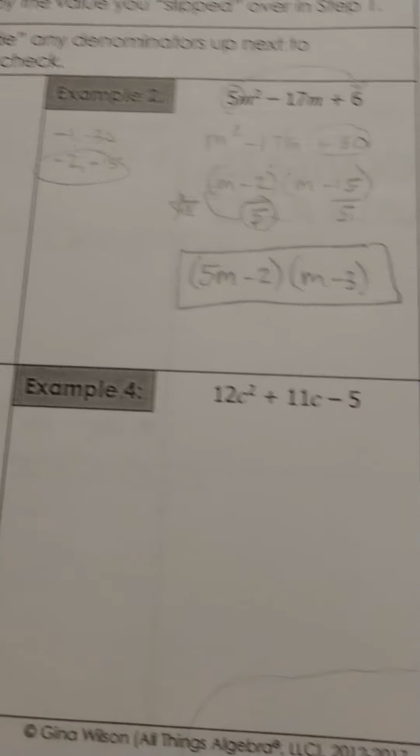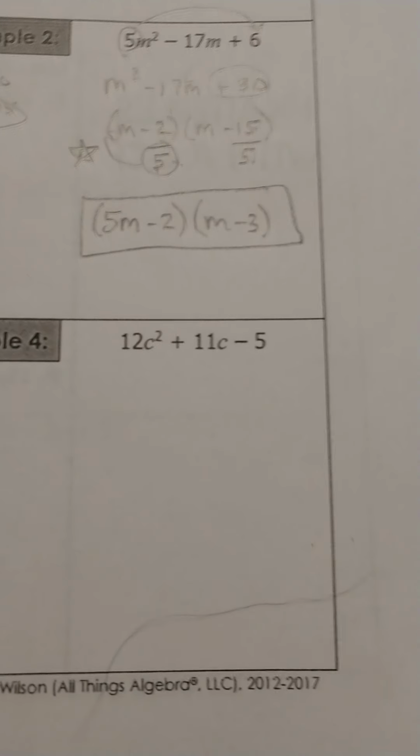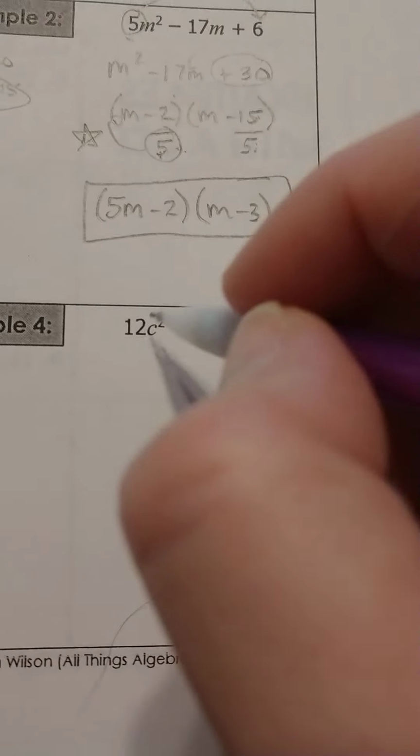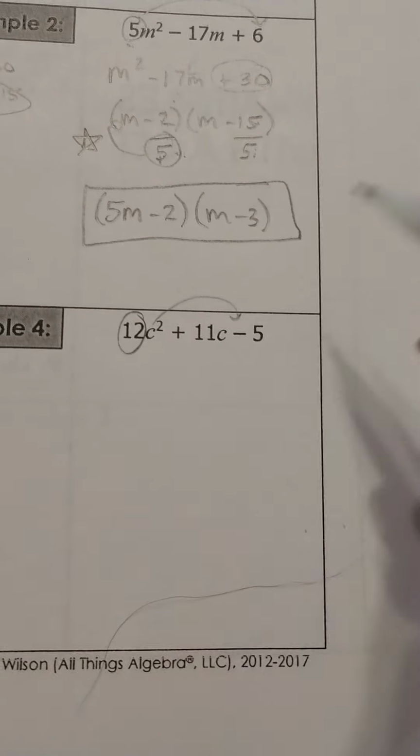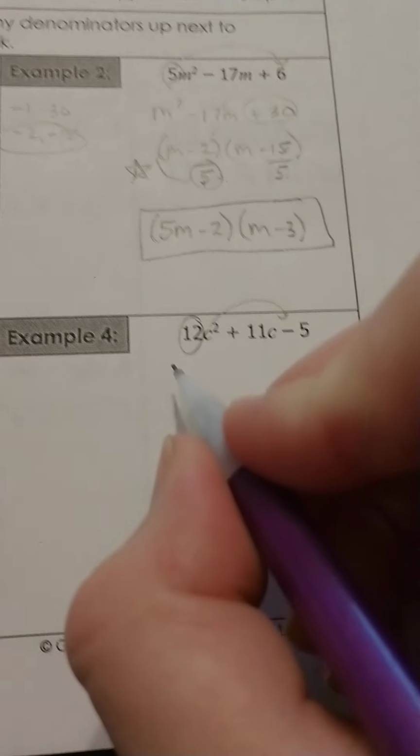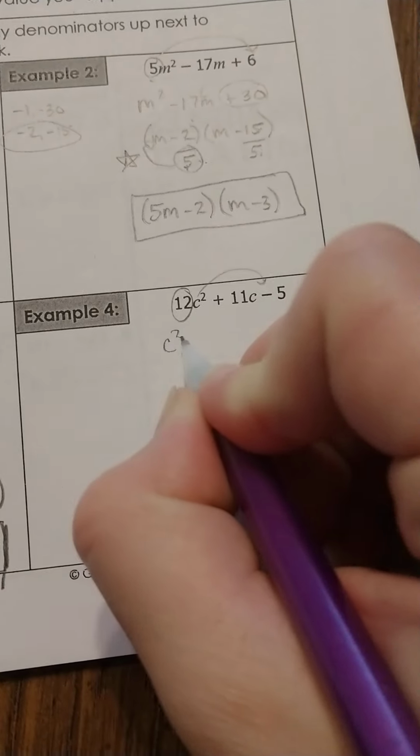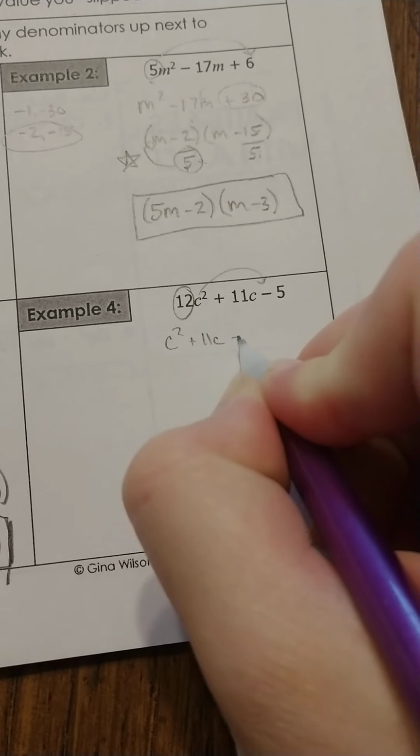And example 4. So 12, 11, 5, do they have any numbers in common? No. So grab your 12, drag it. 12 times 5 is 60. So you're going to have c squared plus 11c minus 60.